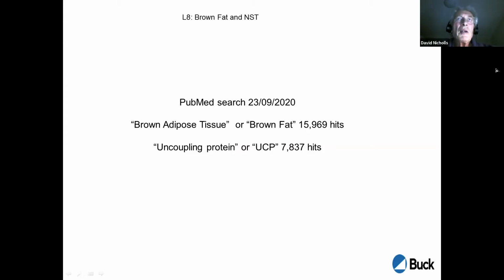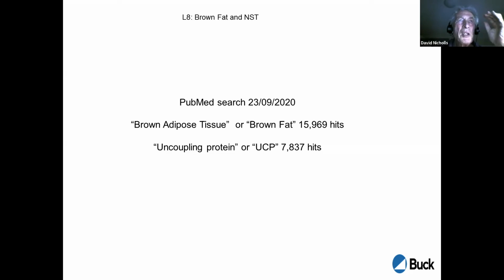So my work on brown fat was in the 70s and 80s, basically, and it still continues to be active. And one can do my favorite trick, which is going on to PubMed. I did a search a week or two ago for brown adipose tissue or brown fat, and I had 16,000 hits, 16,000 articles dealing with brown fat. To be more specific, going to uncoupling protein, abbreviated UCP, nearly 8,000 hits. So it's still a very active subject.